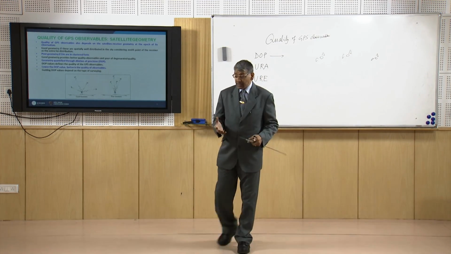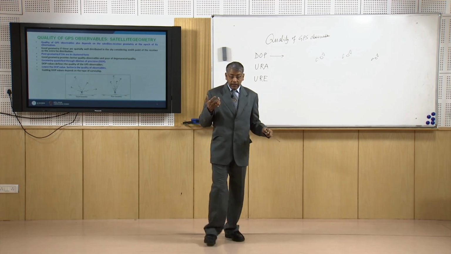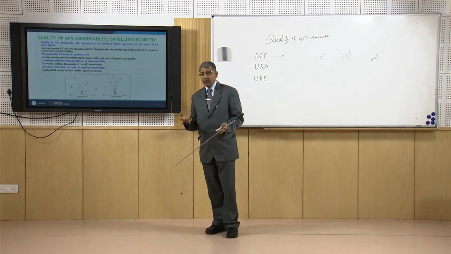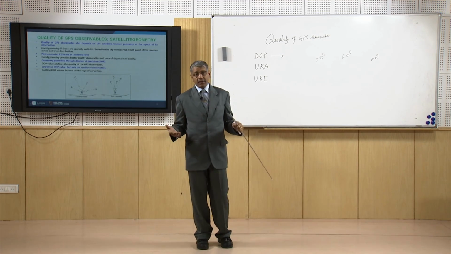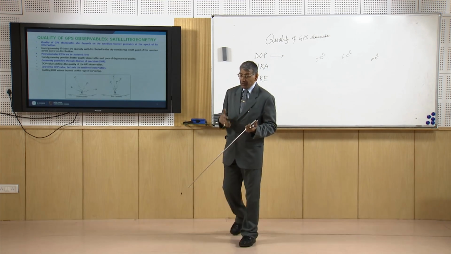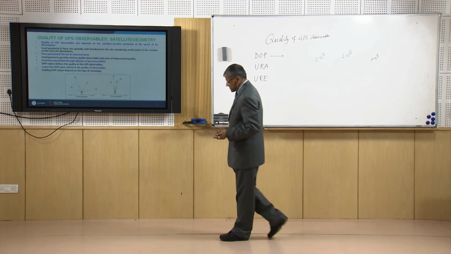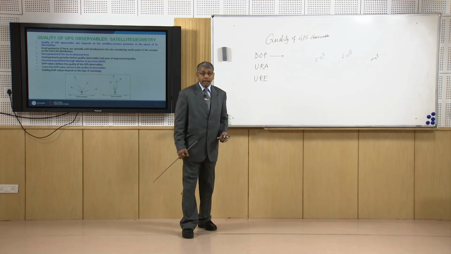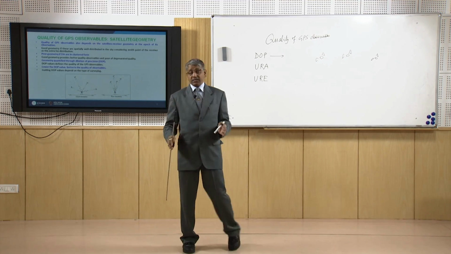If the values are less, meaning 2 or 1 or 3, something like that, then we can assume that the quality of the GPS observables will be good. And if it is more, like 7, 8, 9, 10, then we can say that the quality of the GPS observables is not good. So, during observation itself we can restrict our observation if the DOF value is more, or we can take our observation when the DOF values are less.